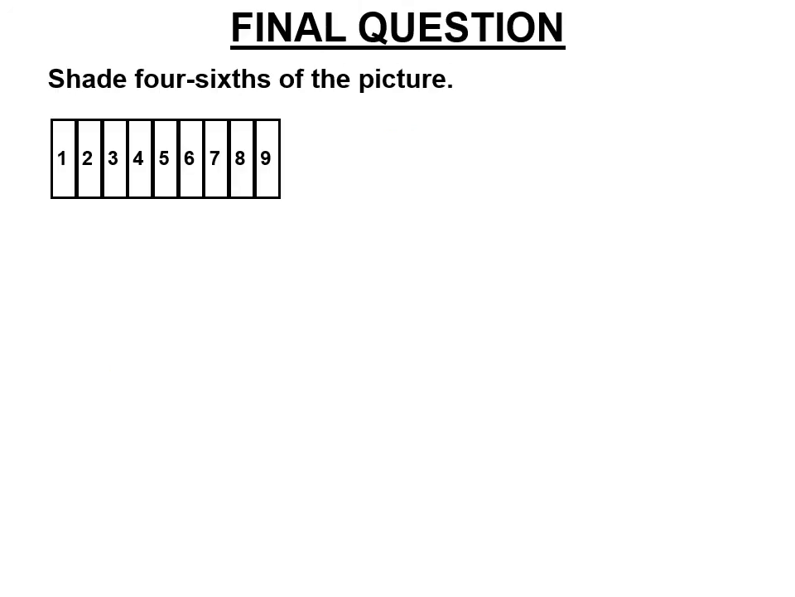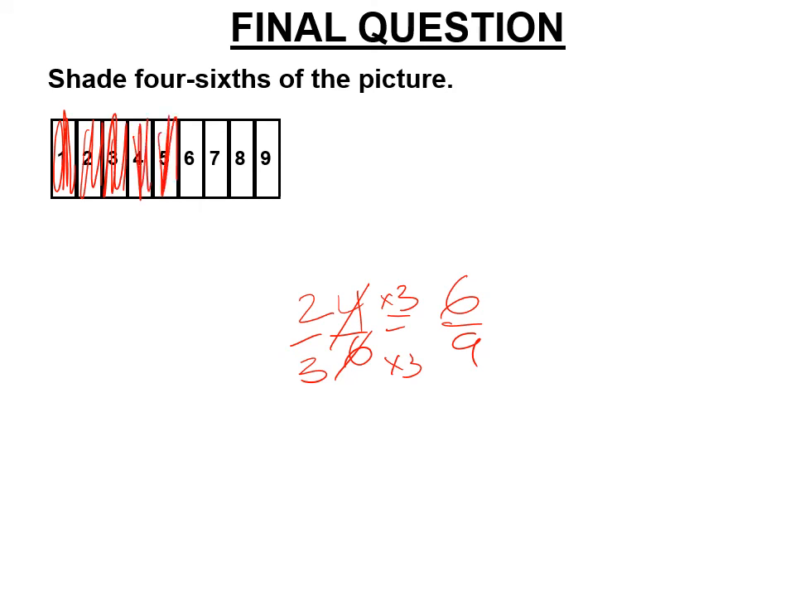Shade 4/6 of the picture. Well, there's 9 there, so we need to know 4/6 equals how many out of 9? Well, we simplify that to 2/3. And it turns out that we should be shading 6 out of the 9 to equal 4/6, because both 4/6 and 6/9 are the same as 2/3.